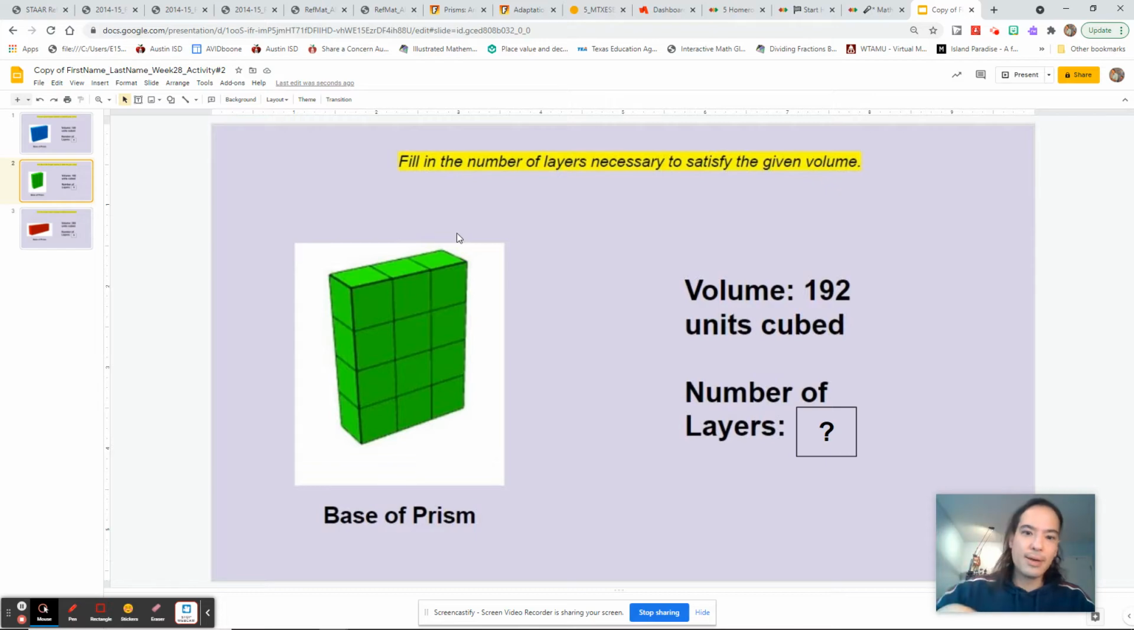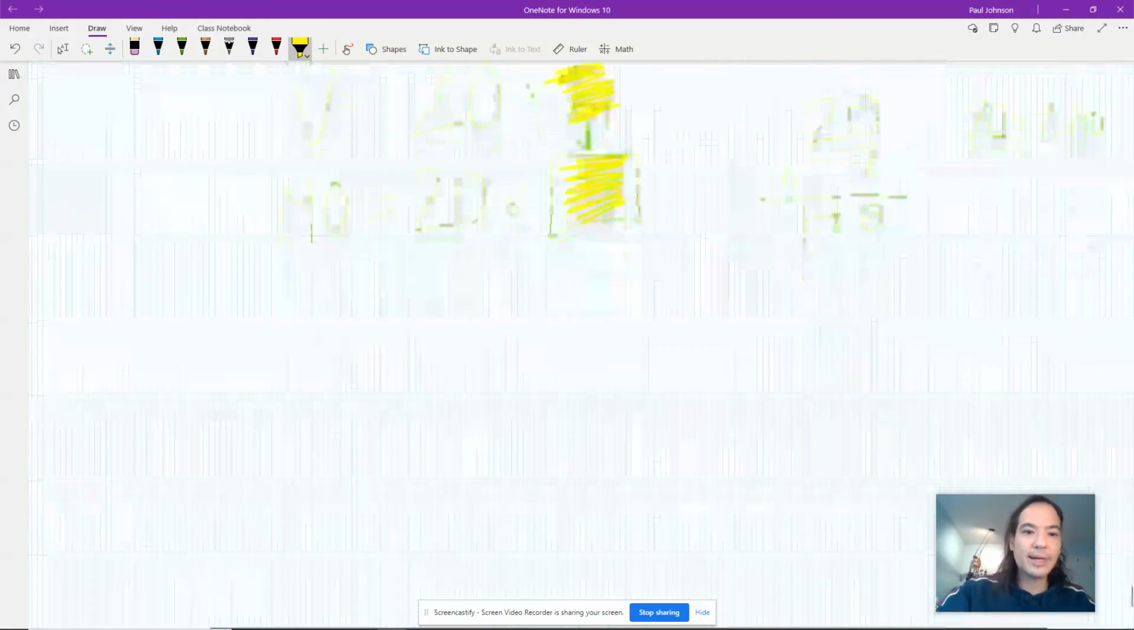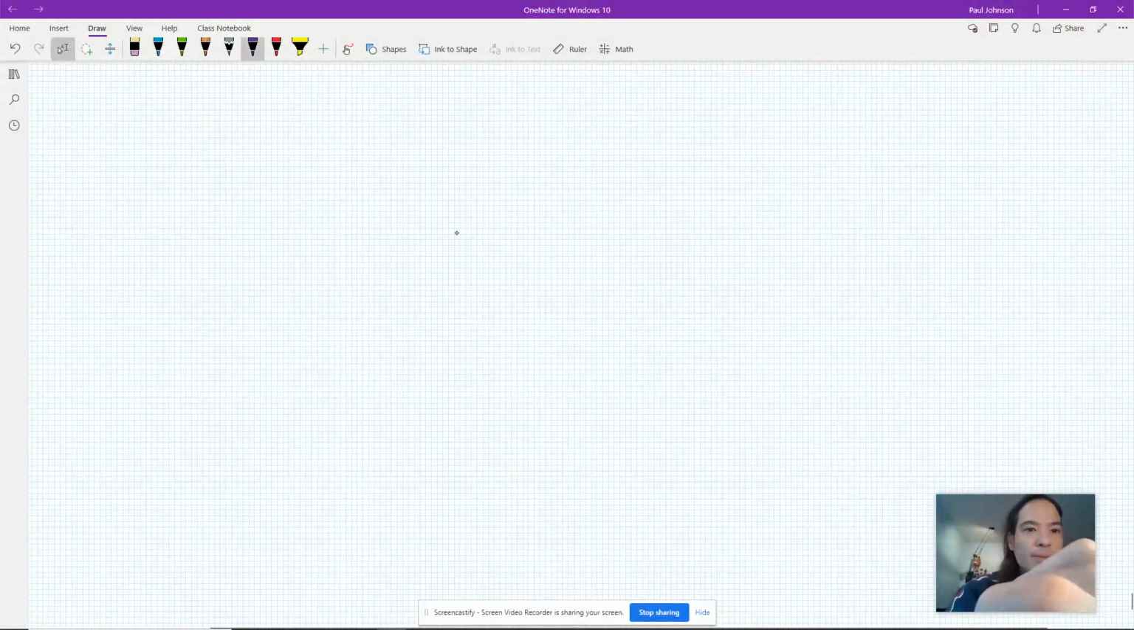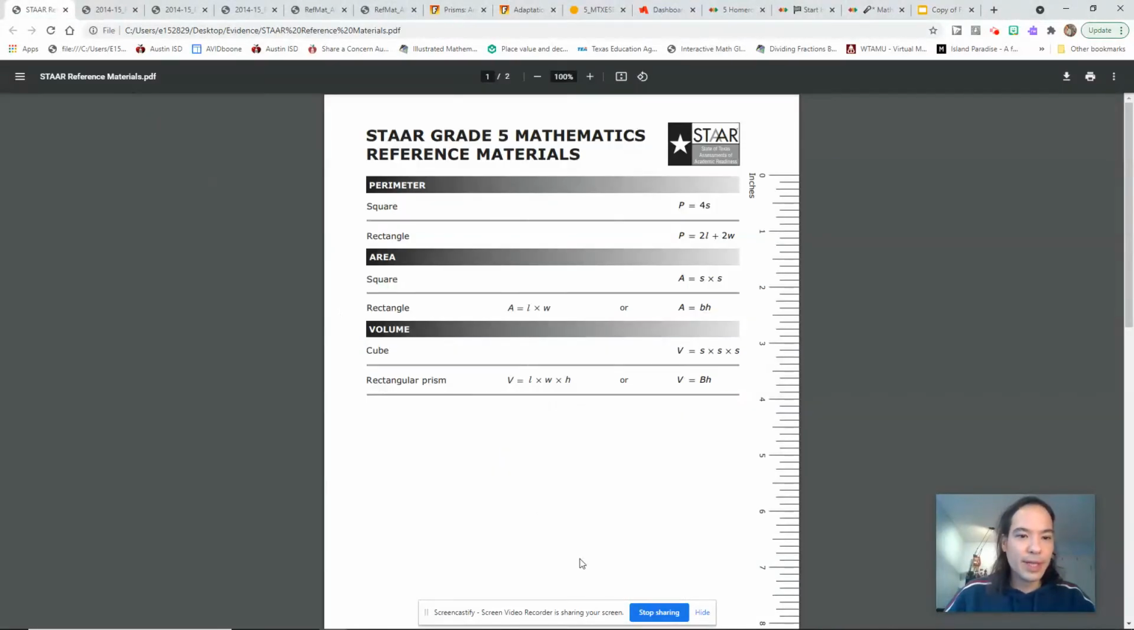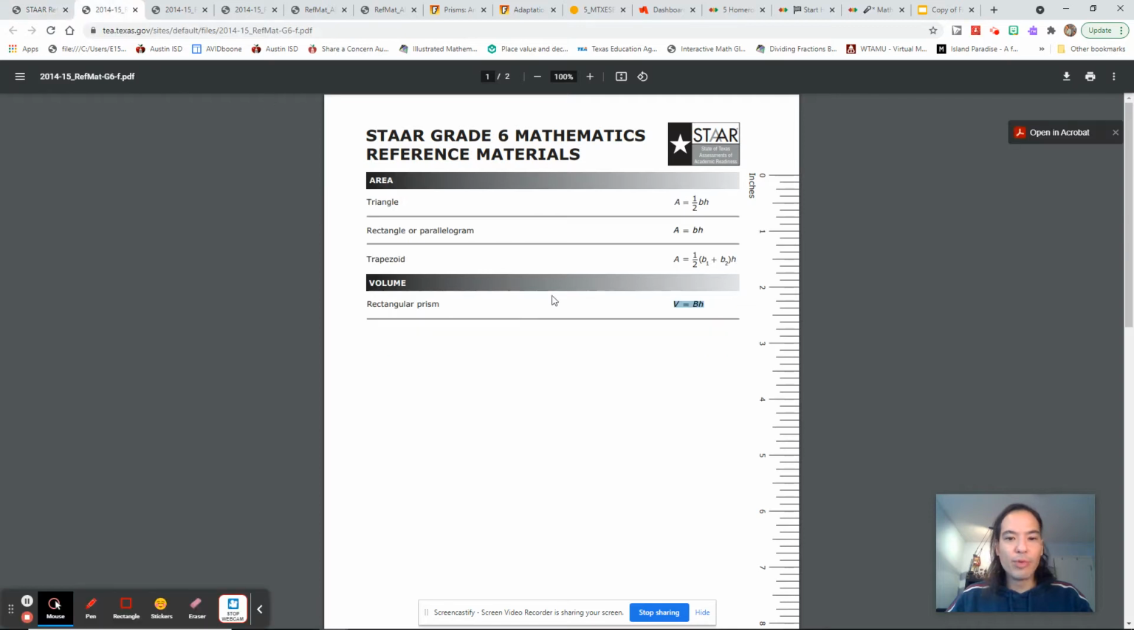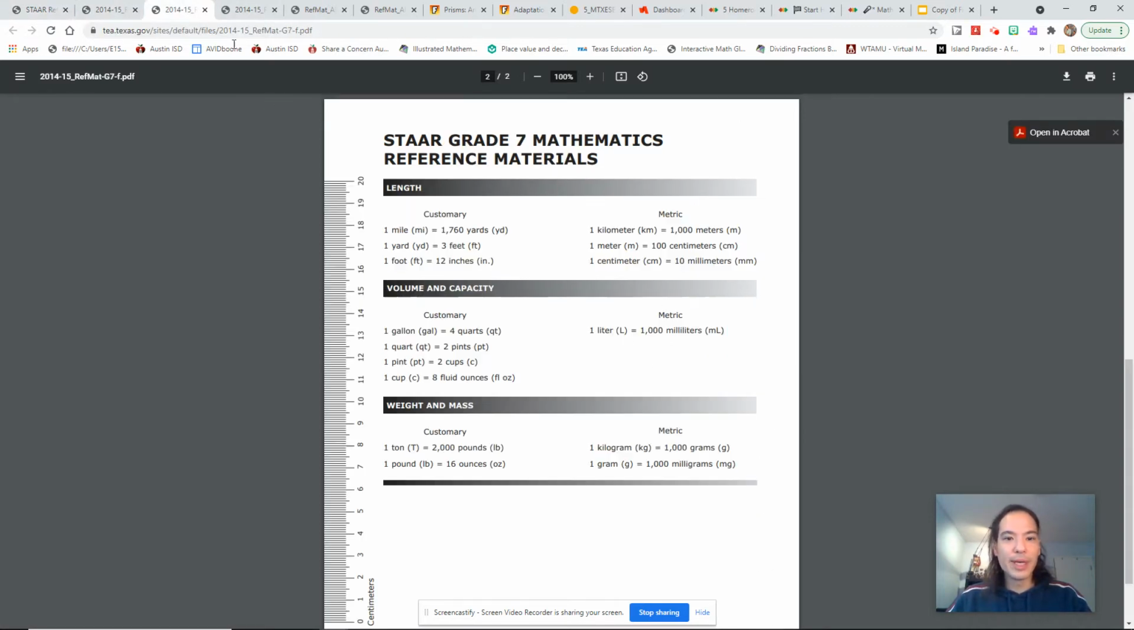All right, knock it over. Kersplash. All right, now we're going to use our volume equals base times height formula. Remember you can find this on your STAAR reference guide in 5th grade right here. Volume, rectangular prism, volume equals base times height. Base is the same thing as length times width. Remember on your 6th grade cheat sheet, boom, volume equals base times height.